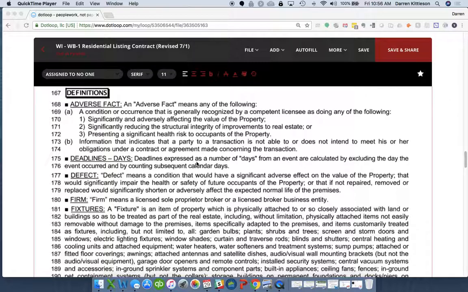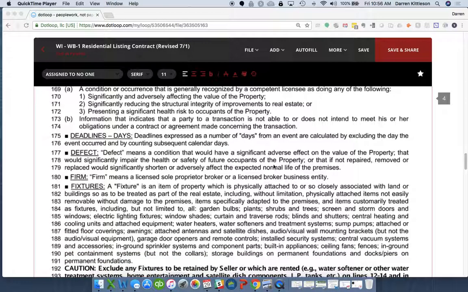It does say deadlines expressed as number of days from an event are calculated by excluding the day of the event and by counting subsequent calendar days. So I want to make sure we've got clarity on that. Let's say we had 7 days as our days for a deadline. Today is not day one. Tomorrow is day one. So you'd go tomorrow, the next day that you'd count it out for 7, and that's the definition of days. So the day you're currently in does not count as day one.